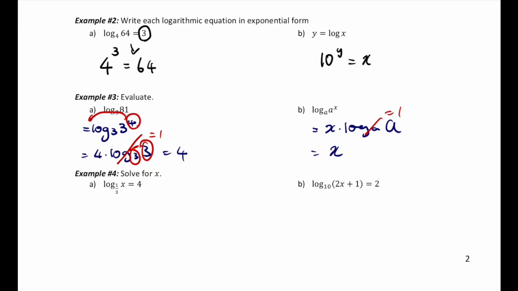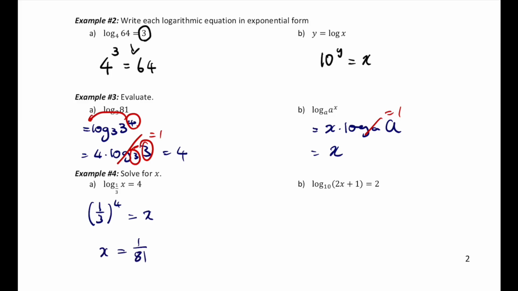Example number 4, we need to solve for the x, right? For these two equations. Since we have to solve for the x, we have to change the logarithm format to the exponential format. Okay, then we have 1 over 3 to the power of 4 equals x. Then x is the same as 1 over 81, right?